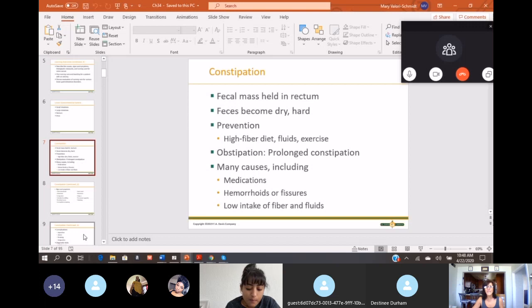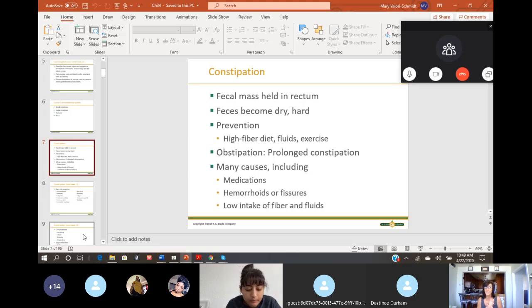Okay, what is constipation? Constipation means that there are feces that's stuck in the bowel and it's in the rectum, usually in the distal portion of the large intestine, and it's just not moving. And the longer it sits, the drier and the harder it gets.